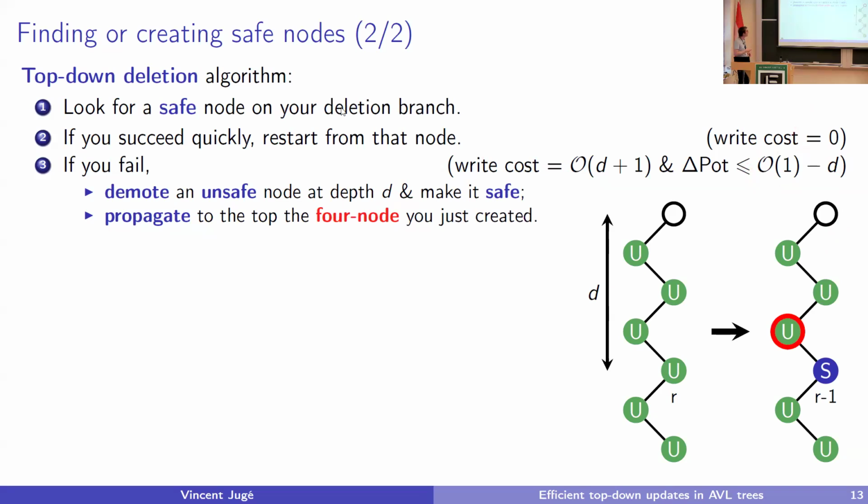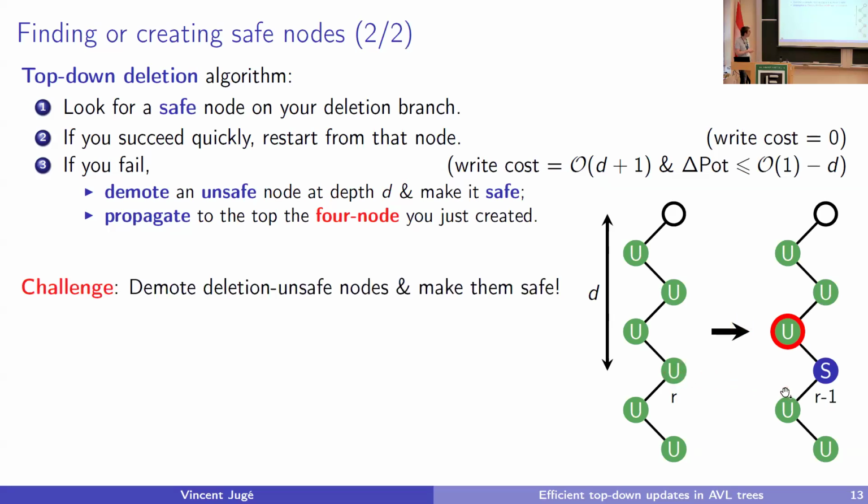And then for deletion, it's the same story. It's just that instead of promoting a node to make it safe and then propagating a zero edge, you want to demote a node and make it safe and then propagate a 4 node. But basically, it's the same idea. The trick is that it's quite substantially harder to do this step of demoting a deletion-unsafe node and making it safe at the same time.